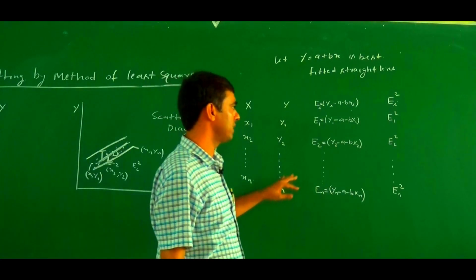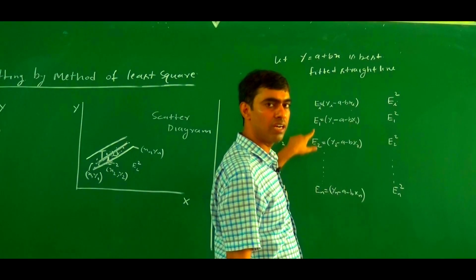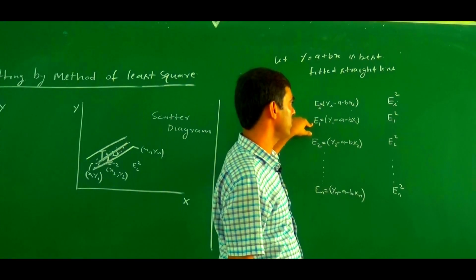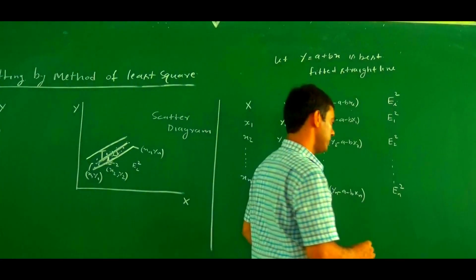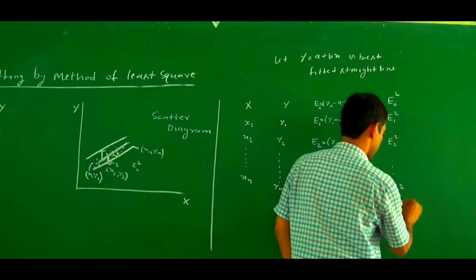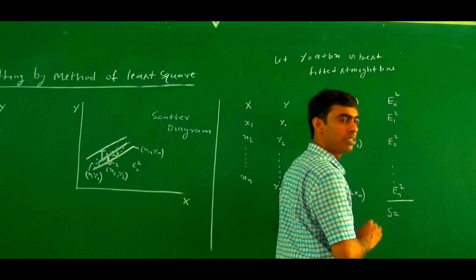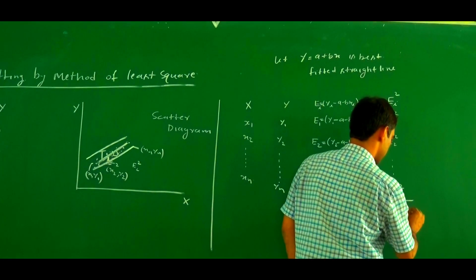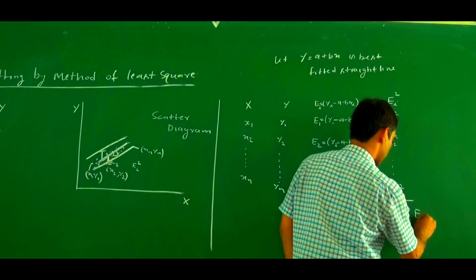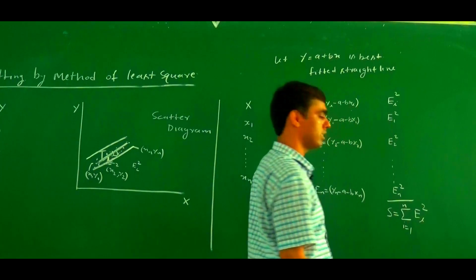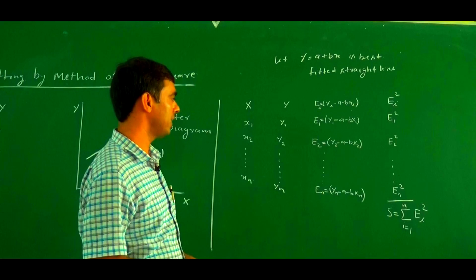Then what will happen here? The disadvantage of adding means neutralizing the error of one by another. By squaring the error, all the errors become positive. So here we find the sum of the errors, and we denote this by S. S is the sum of the errors. This is the sum from i equals 1 to n of ei square. This is the sum of the squares of the errors.